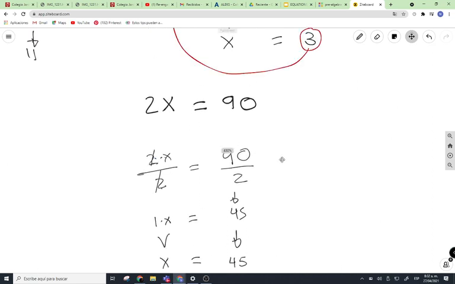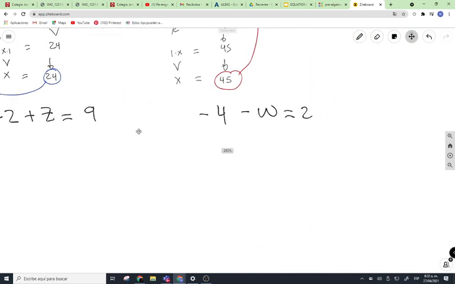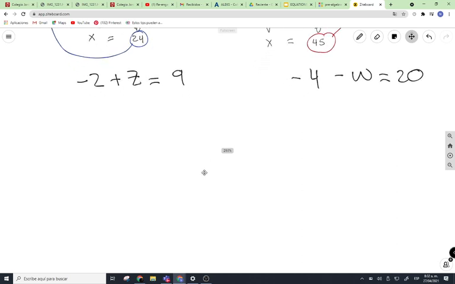And once again, if you replace this result for the x that we had originally, 2 times 45 is 90. The equation is true.